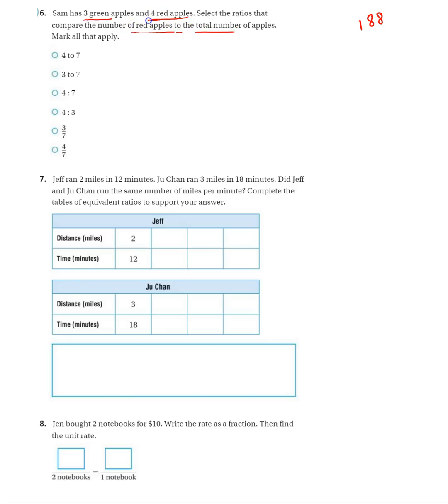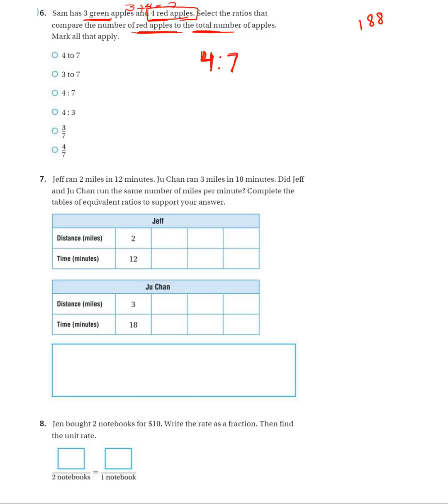Okay, so red is 4. So I'm just going to write it myself. Before I even look at any of these, I'm going to write it out myself. Red first, and so red, there's 4. And then the total. Total means all of them, the green and the red. So 3 plus, and is that keyword that means plus. 3 plus 4, that's going to be 7 total. So my ratio is 4 red to 7 total apples.